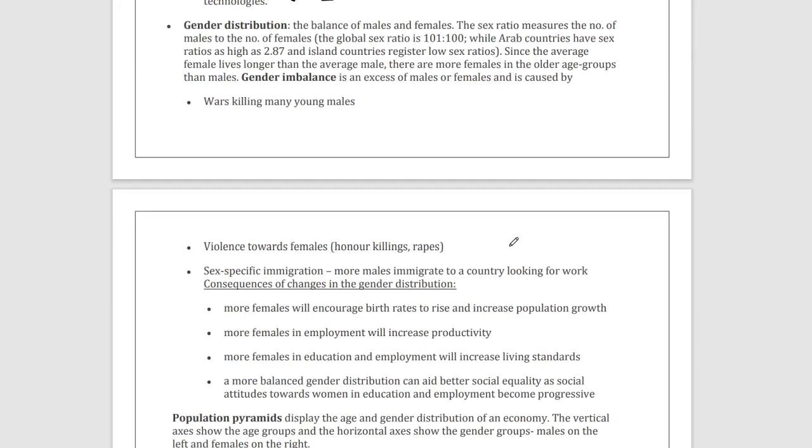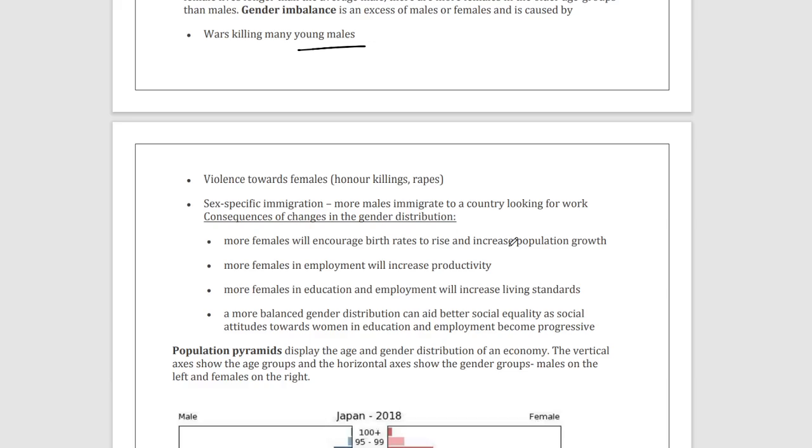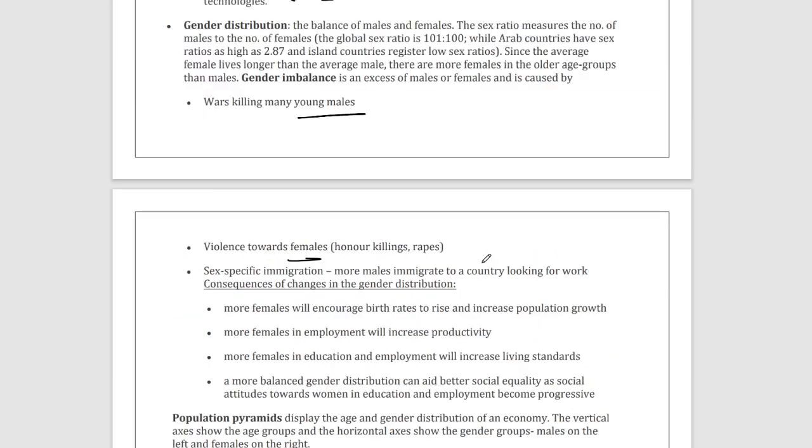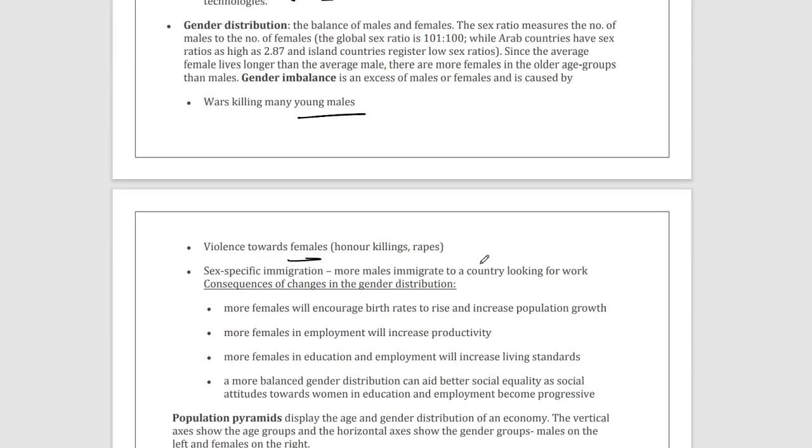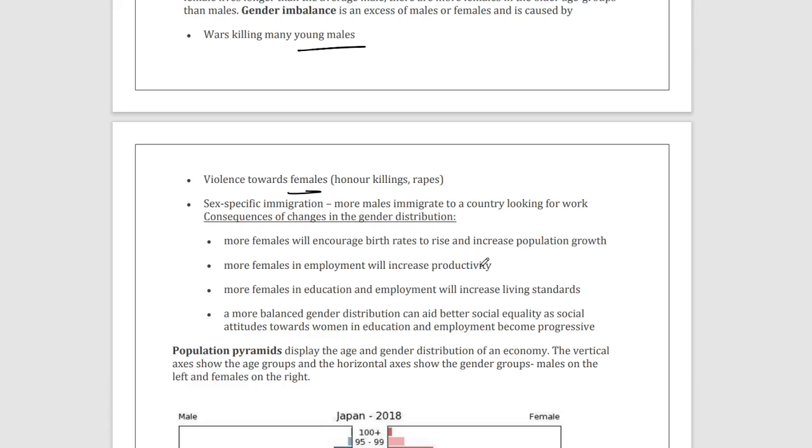But again, there can be many other factors. For example, wars can kill many males, and then we have violence towards females, which is another reason why there can be gender imbalance. And then we have sex-specific immigration. That means more males immigrate to a country looking for work. That can be because males doing particular jobs go to a specific country for that.